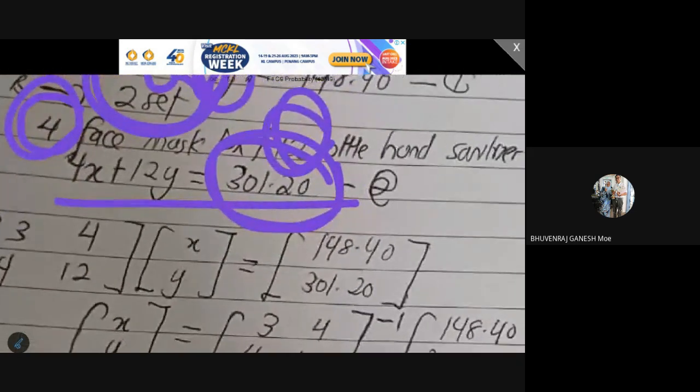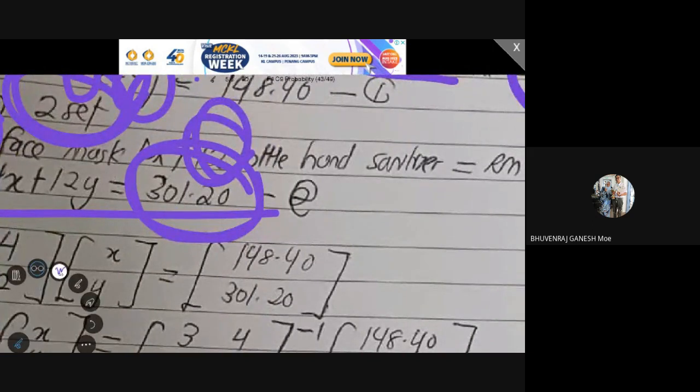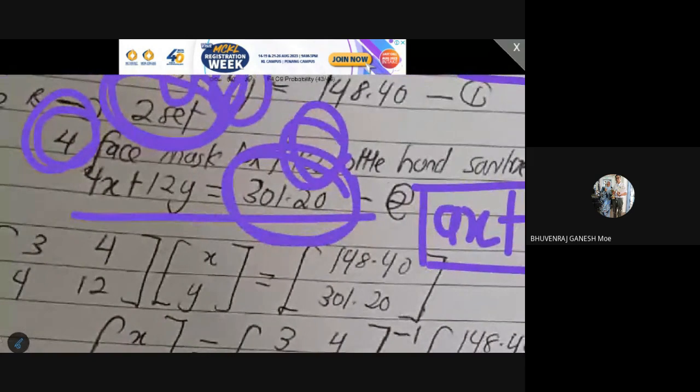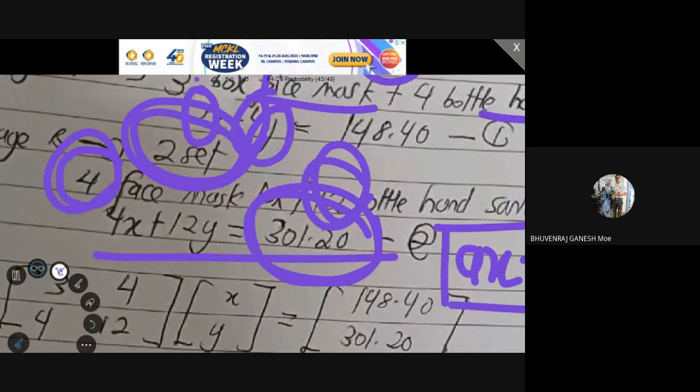So kalau kamu dah bentuk persamaan kamu in this form, make sure you give your 2 simultaneous equations in this form: ax plus by equals c. Kalau kamu ada dalam bentuk ni, you can directly substitute the values into your matrix. Okay, you can see over here.